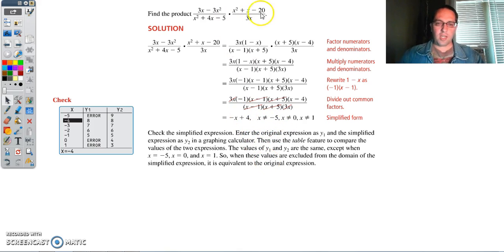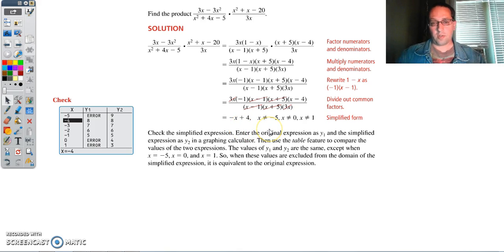If you take the original expression, just type it in just like this, into your y equals on your calculator, and you take your simplified negative x plus 4 and type that into your calculator, you notice that the numbers come out the same except for these three values here. Right? In the original, we have errors because we had zeros there, and you can't divide by 0. But in the simplified form, that's not an issue, right? Because in simplified form, this is linear, and it goes forever. It's all real numbers, right? But the original is not linear, like this one is. It's got holes in it.